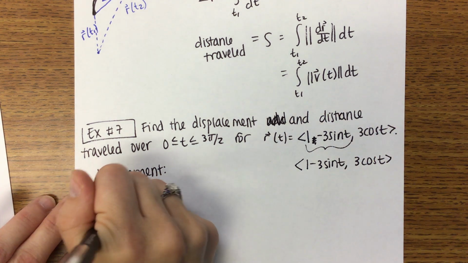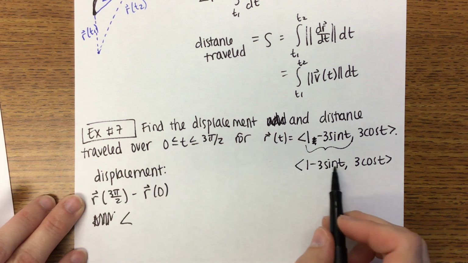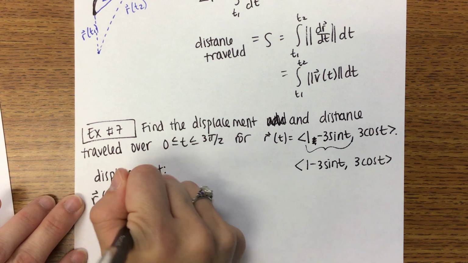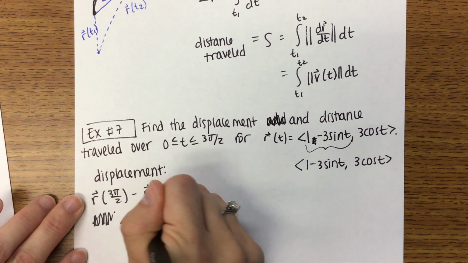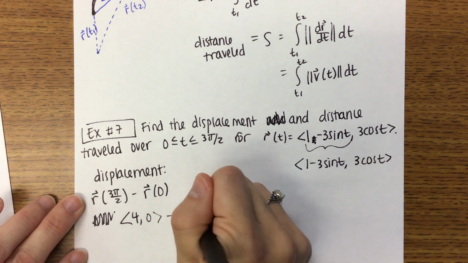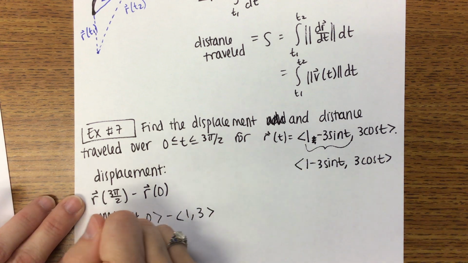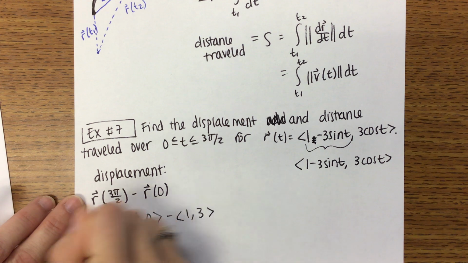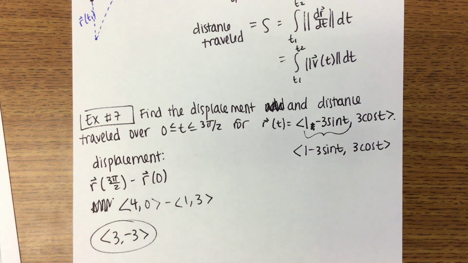Okay. So now if I plug in 3 pi over 2, this is going to be a negative 1, so I get 1 plus 3, which will be 4. The cosine at 3 pi over 2 is going to be 0. If I plug in 0, that'll be 0, so I get 1, and that will be 3. So our displacement is 3, negative 3. So that's one thing to notice. Our displacement here is going to be a vector. This is the difference from where we started to where we ended up.